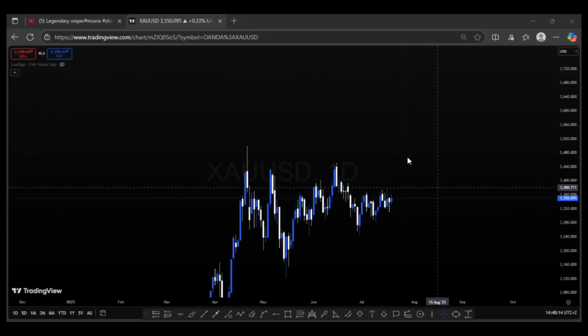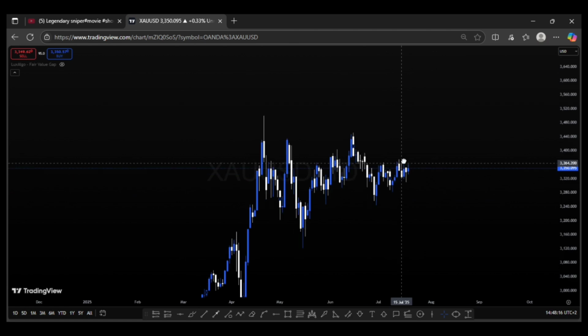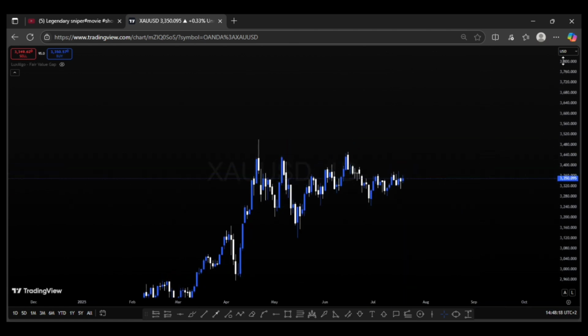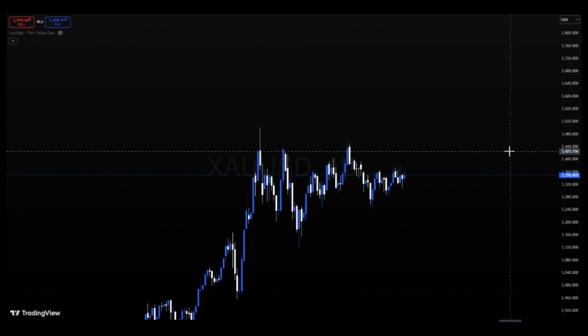Analysis on gold, USD, JPY, USDT, and some of you even requested GBP USD. And at least we're trying to put more effort on NAS 100. So right now, let's start with what has been voted the most, which is gold.